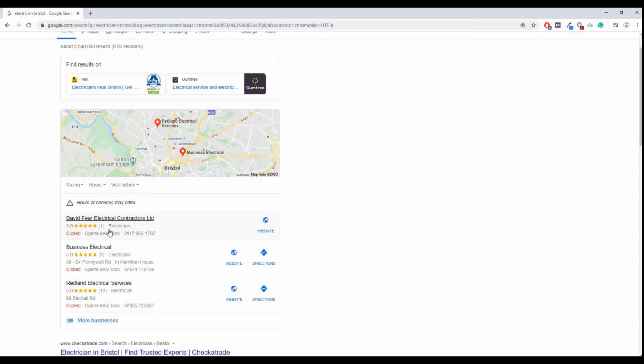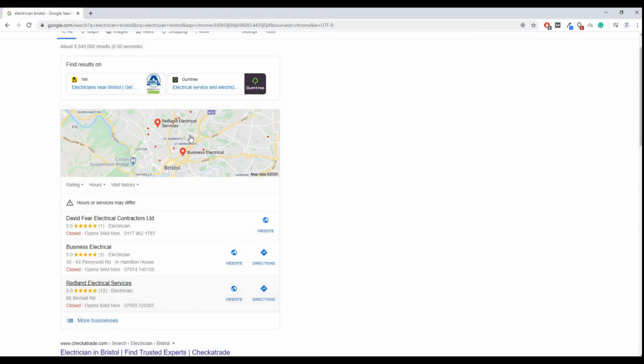Good start. The second one, we can see that we've got Business Electrical. They've got 3 5-star reviews. We can see where they're based, and we've also got their telephone number, website link, and directions. The final one that we've got, Redland Electrical Services, 12 5-star reviews, but they're not at the top. You can see how ranking does play a factor, but it doesn't get you straight to the top no matter how many reviews you actually have. And they've still got those website links, directions.